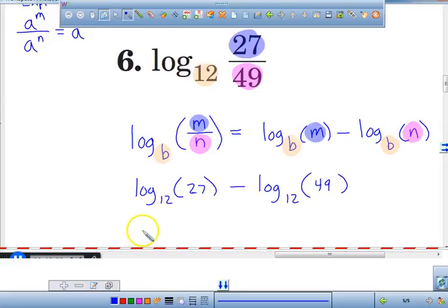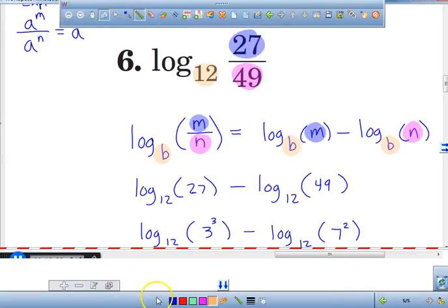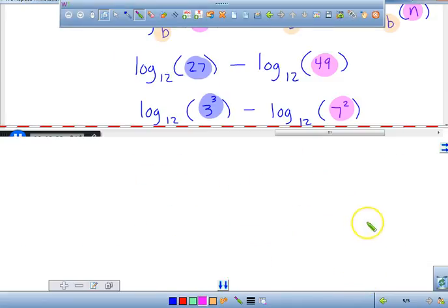Now, the next thing I'd like you to write, you can write this down in your journal. I want you to understand that 27 is the same as 3 to the power of 3, minus log base 12 of 7 raised to the power of 2. So hopefully, as you're watching this, you can see that these mean the exact same thing, these are the exact same.